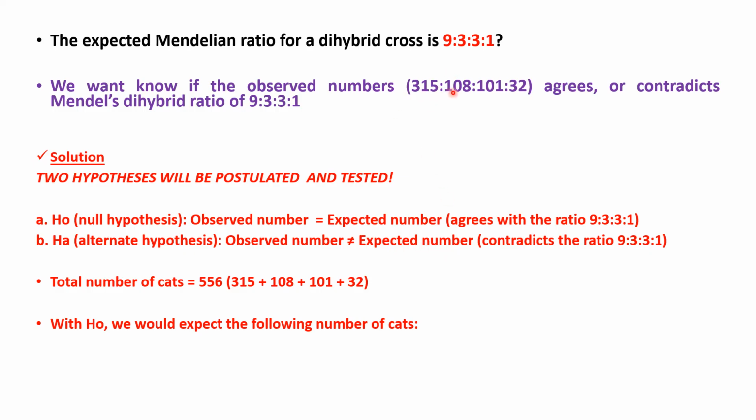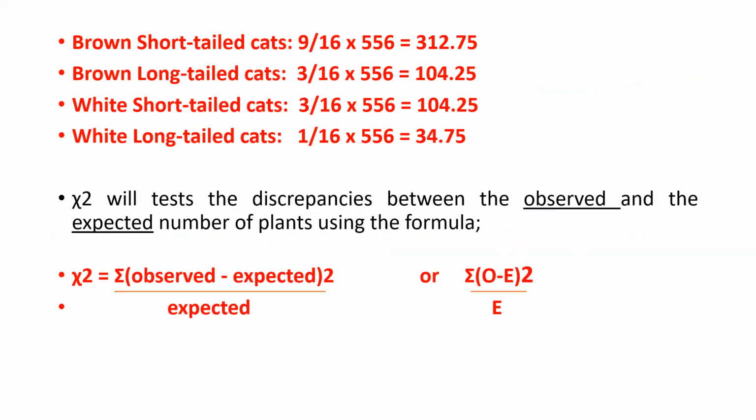So when we add all these together, we have 556, the total number of cats, sorry, not plants, cats, and with the null hypothesis, we expect the following number of cats. For the brown short-tail cats, it's 312.75. For the brown long-tail cats, it should have been 104.25. The white short-tail cat should have been 104.25. And for the white long-tail cats, it should have been 34.75. So all you need to do is to take the ratio over the total number of boxes as 16 multiplied by the total, and you get this value.